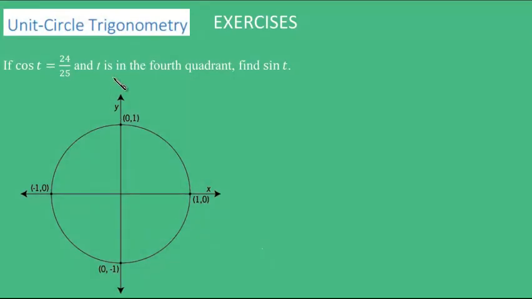In this case, we're given an angle in the fourth quadrant and told that its cosine is 24 over 25. And then we're asked to find the sine of that angle. So once again, let's visualize this. We see that the x-coordinate then is 24 over 25. These are the coordinates of this point here. The terminal side is indeed in the fourth quadrant, and then this is the angle t.